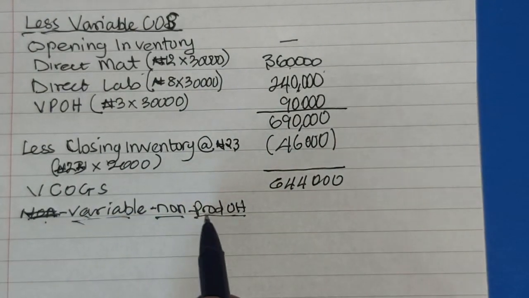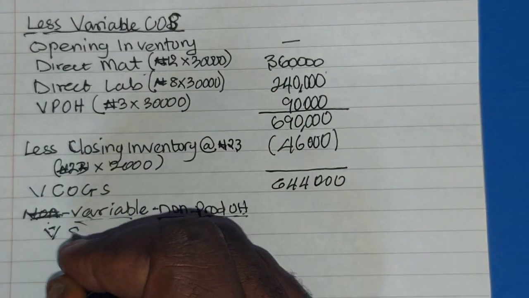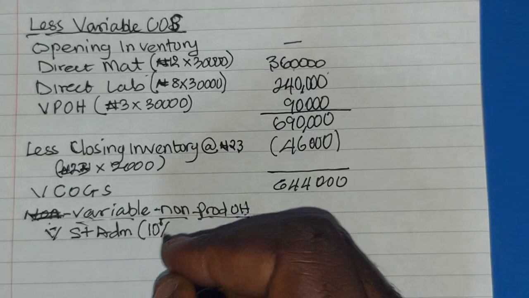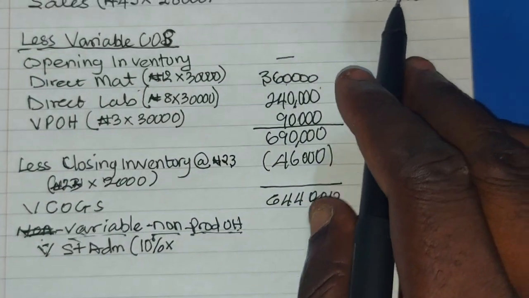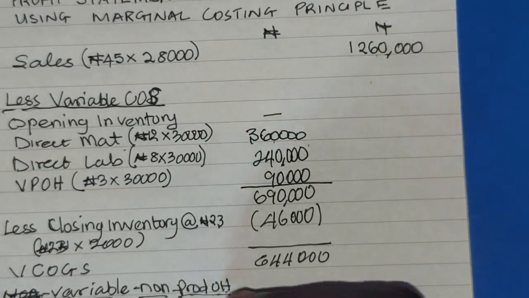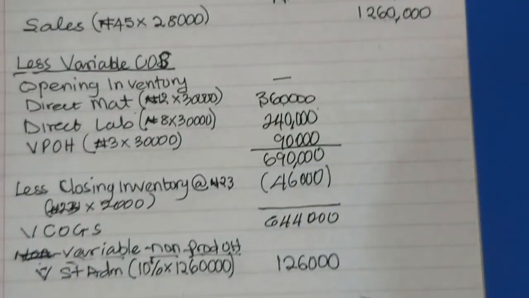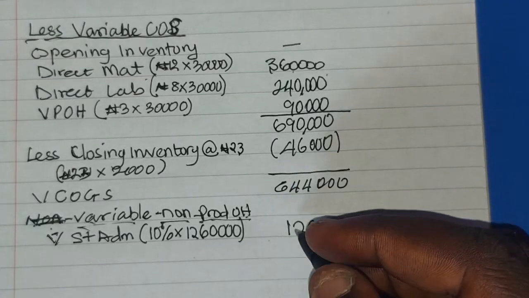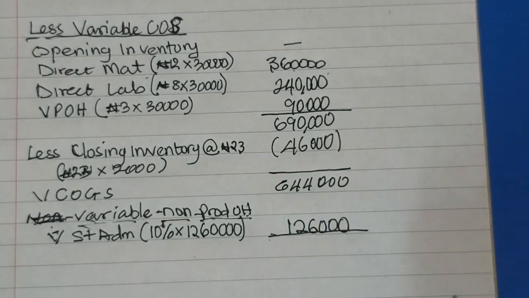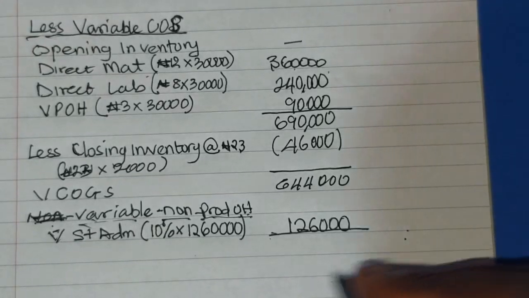That's variable non-production overhead, which is variable selling plus admin, and it's 10% times the sales value, and the sales value is 1,260,000. So you add this to this. Having added, this one will give you variable cost of sales.